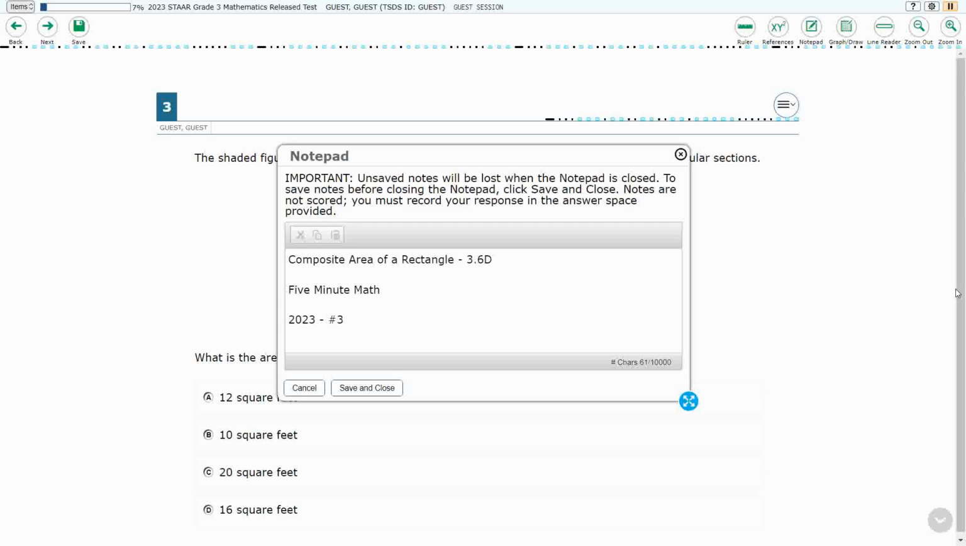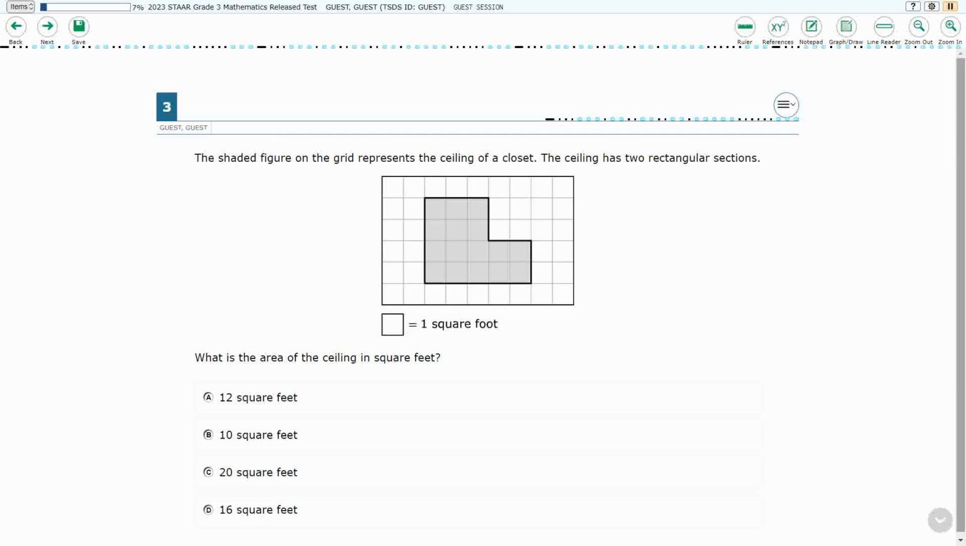Today we are looking at the third grade concept of composite area of a rectangle. This is standard 3.6D in the great state of Texas, and we are using item number 3 of the 2023 released STAAR test. If you haven't done so already, please go ahead and take a moment to pause the video, work this problem out on your own, unpause it, and we will look at our answers together.